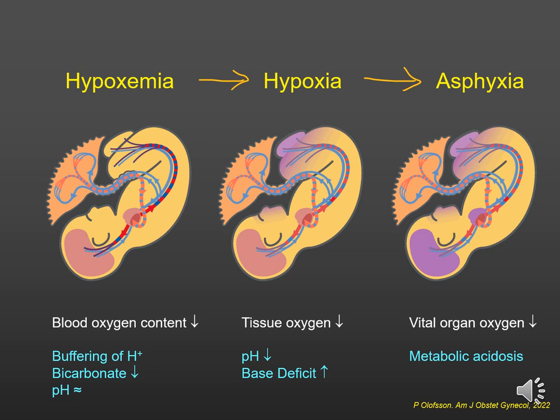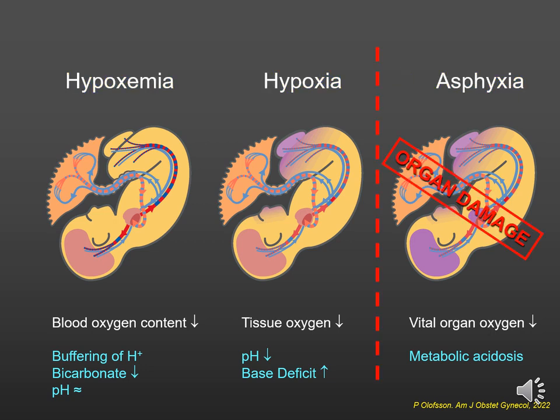Hypoxia develops in 3 steps. First, hypoxemia with low oxygen in blood, then hypoxia with low oxygen in peripheral tissues, and finally asphyxia with affection of vital organs such as the brain and heart. Asphyxia with metabolic acidosis is a serious condition that could cause irreversible organ damages.